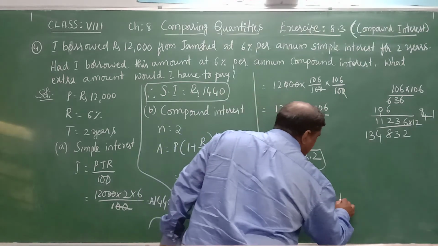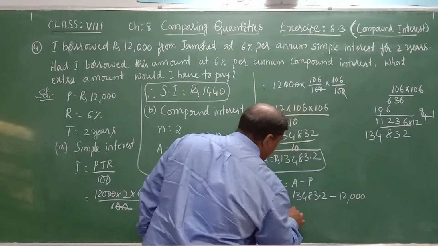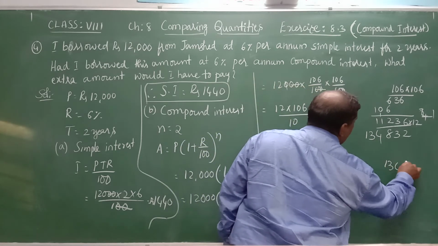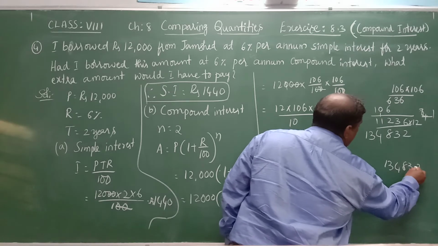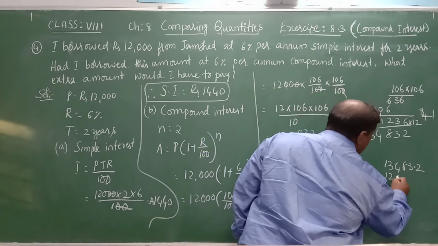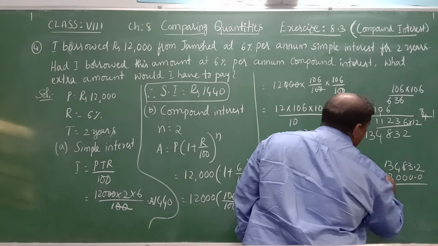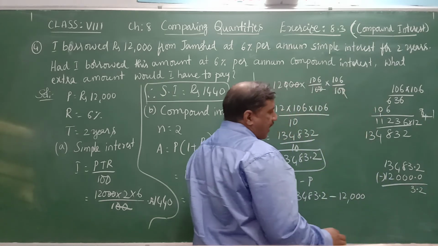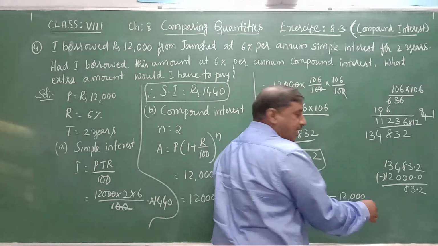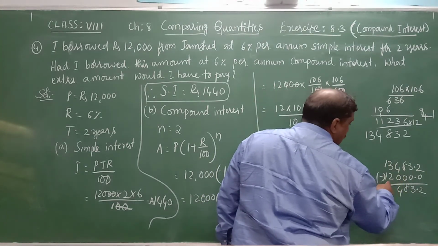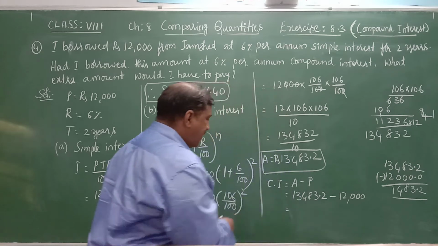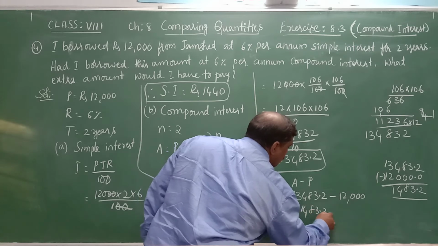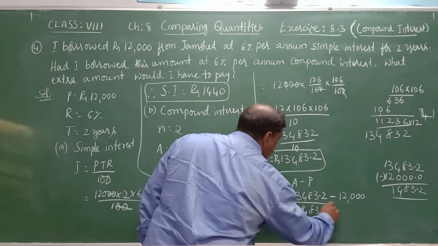How much is the principal? 12,000. So subtract 12,000 and we will get the compound interest. From 13,483.2 subtract 12,000. So what do we get? 2 minus 0, 2. 3 minus 0, 3. 8 minus 0, 8. 4 minus 0, it is 4, and 3 minus 2, it is 1. So how much is it? 1483.2 rupees is the compound interest.